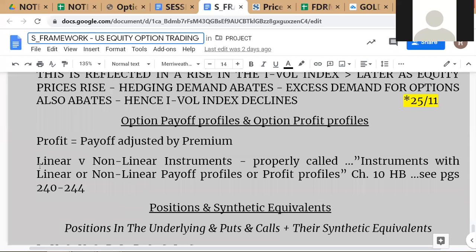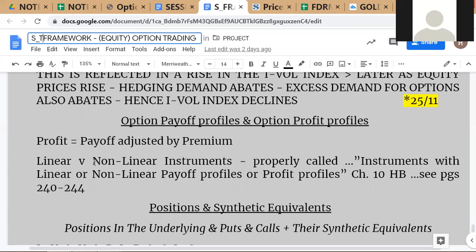Yeah, okay. So I've called it Framework for US Equity Option Trading because that's the project you guys are doing. But since the theory that we are learning is general, I'm going to remove this US equity. I'm just going to call it Equity Option Trading. Actually, this is even more general than that. So I'll put the equities within brackets and make it Framework for Option Trading, okay?